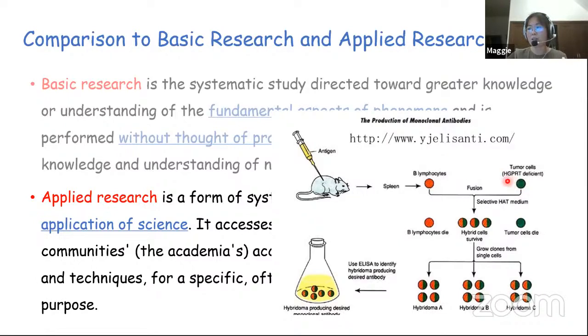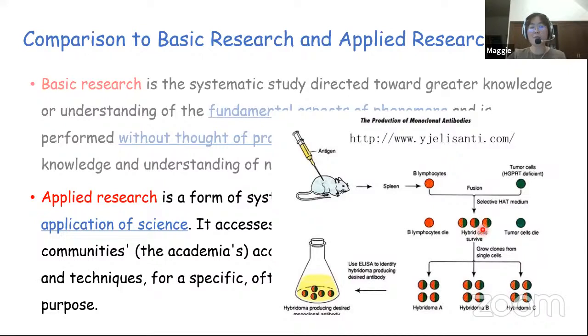So one project is to produce non-proliferating B cells that can be cultured in vitro. How did they do this? They fuse these B cells with tumor cells, and these hybrid cells can both produce antibody and be cultured in vitro for a long time. So these fusion cells can be used as tubes to produce monoclonal antibodies.